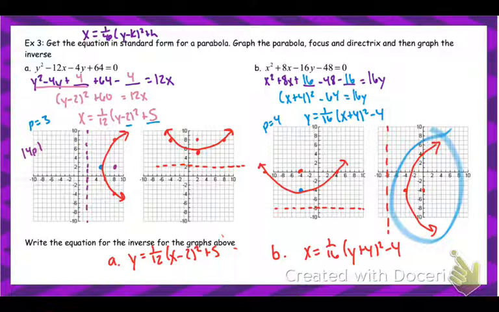All right, so that's it for parabolas. So again, the big thing for today is identifying focus and directrix. Those are really the two new pieces. And then also graphing your horizontal parabolas.